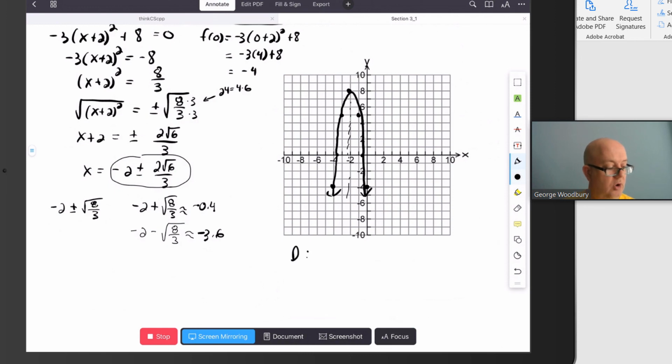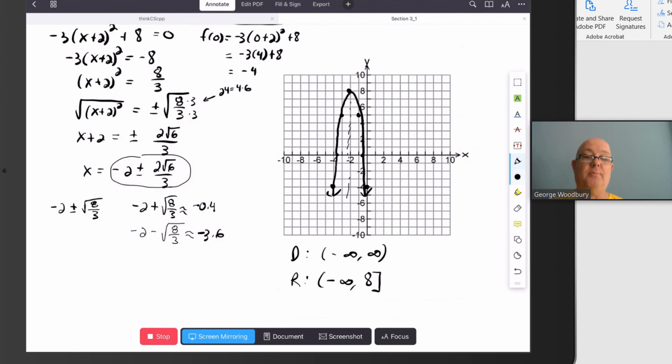Let's talk about the domain and range. The domain for all of these quadratic functions is a set of all real numbers, but this time the range, it goes up to a height of positive 8, but it drops forever without bound. So this time the range is going to be negative infinity comma 8, and the 8 will get a bracket because that's the highest value that it does attain.